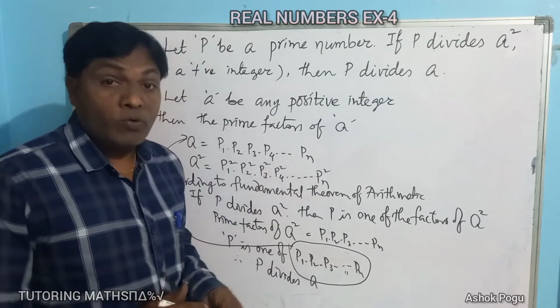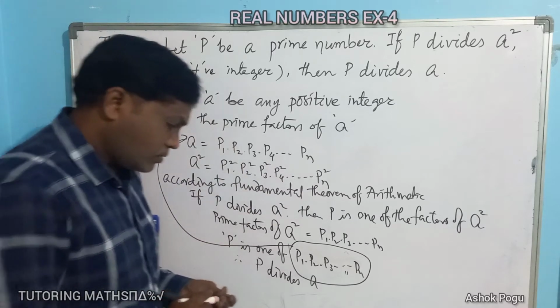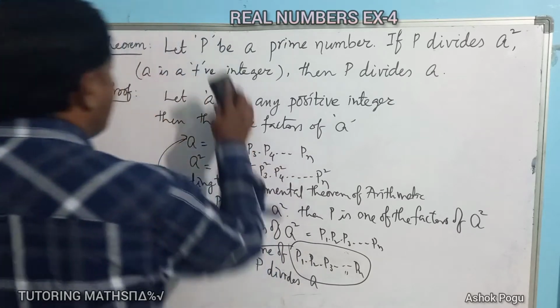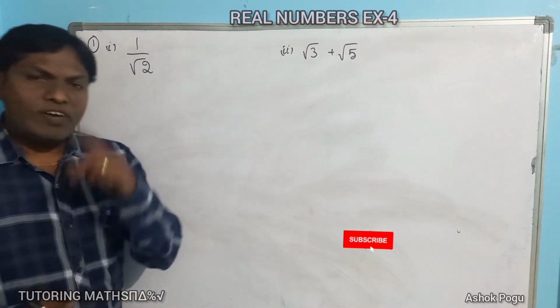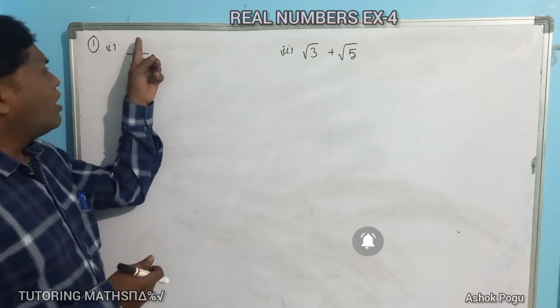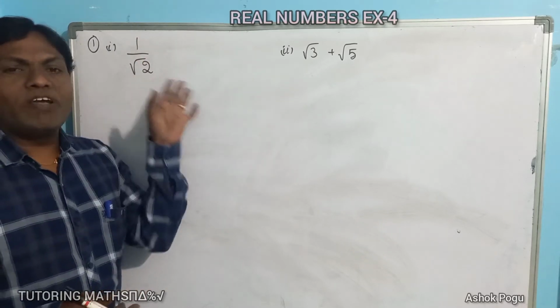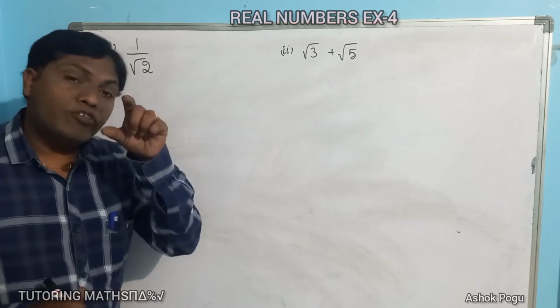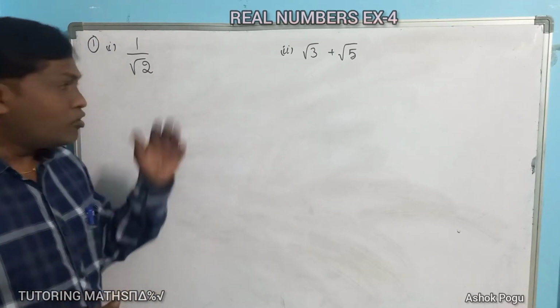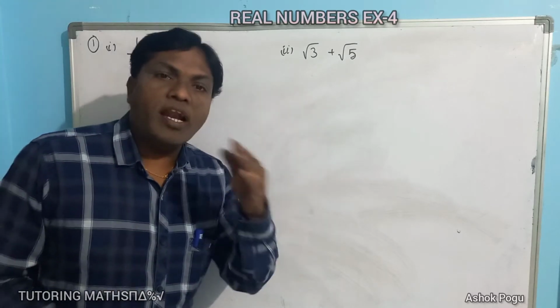Next, let us continue. Exercise 4, the very first question. They have given some numbers, and we have to prove that the following numbers are irrational.